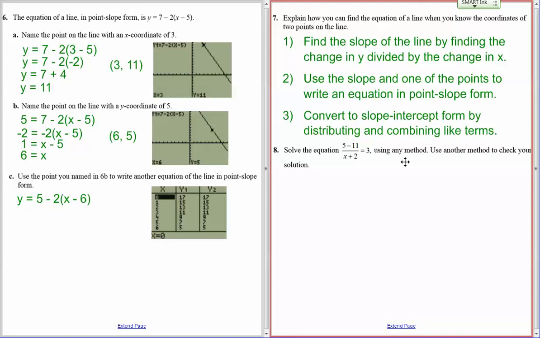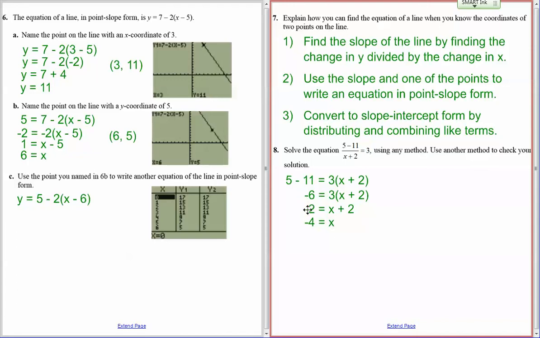Solve this equation using any method and use another method to check your solution. So here's the first method I used. I used the balancing method here. So first thing I did was multiply both sides by x plus 2. I got this equation. I then simplified the left side. 5 minus 11 is -6. I divided both sides by 3.